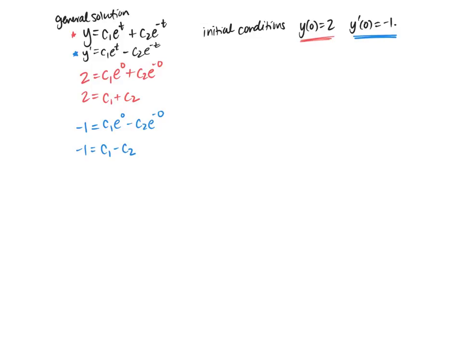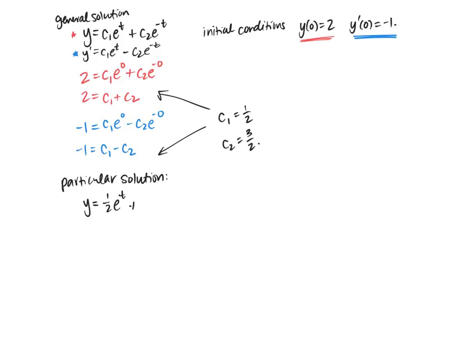So now I have this system of equations here, which I can solve, and I end up getting C1 equals 1/2 and C2 equals 3/2. So then my particular solution is going to be y equals 1/2 e to the t plus 3/2 e to the minus t.